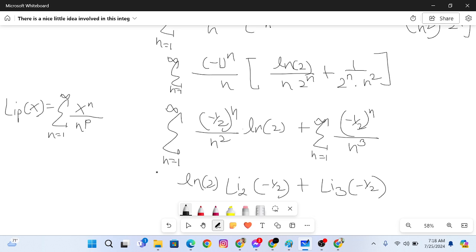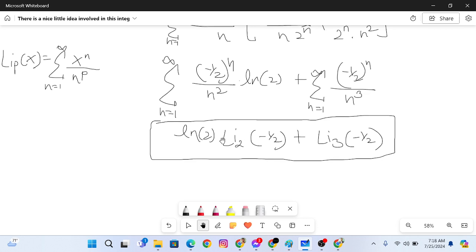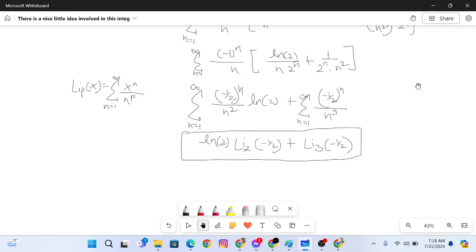Now a lot of mathematicians have already done a lot of work in finding these Li values, and of course you can go search them and substitute. And this is the answer: ln 2 Li₂(-1/2) plus Li₃(-1/2). And we have beautifully solved this problem.